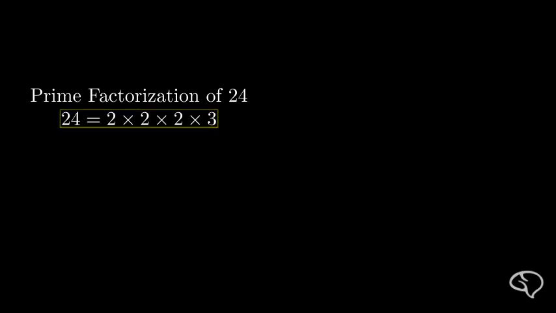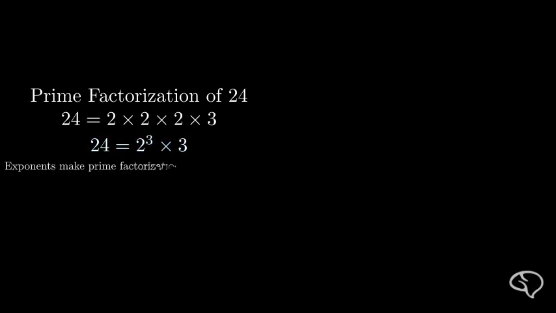Notice anything? We have the number 2 multiplied by itself 3 times. This is the perfect place to use an exponent. Instead of writing 2 times 2 times 2, we can write 2 to the power of 3. So the prime factorization of 24 becomes 2 cubed times 3. It's much more compact and easier to read. Exponents help us write these long lists of prime factors in a neat, organized way. It's like tidying up your math work.